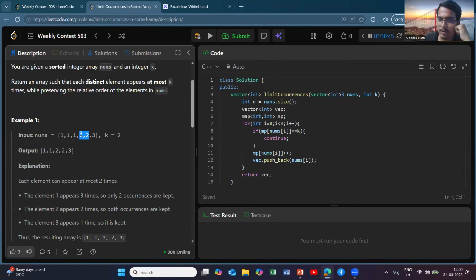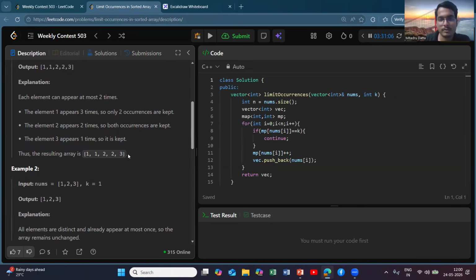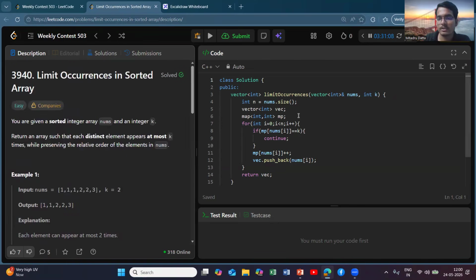And for 2, you see it's already present 2 times, so you do not need to remove anything. For 3, it's present just a single time, so you do not need to do anything for that also. So yeah, only the cases which violate k equals 2. So you see 1 occurs 3 times, but k is 2, so you need to reduce that to 2. Only this thing you need to do. Okay, so the approach is pretty simple.